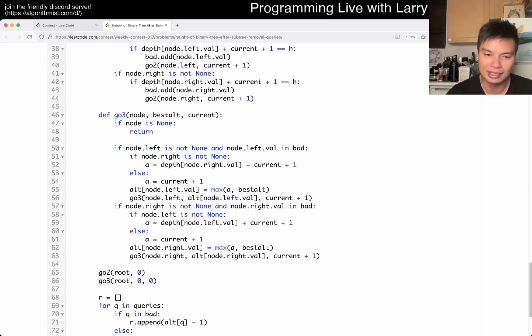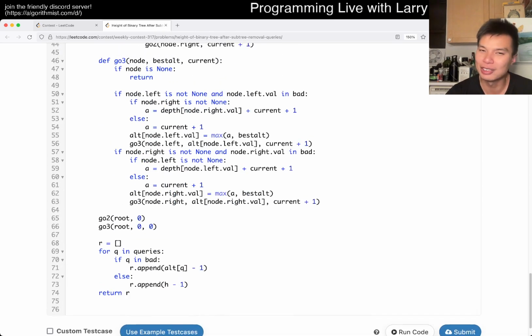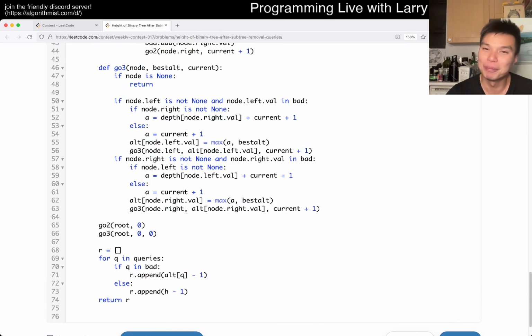So like I said, ugly code that works is more beautiful than beautiful code that doesn't work. Especially during contest time, when every second matters, right? Because I think I finished like 2 seconds after another person. And at the very end for each query, if it isn't bad, then we look at the alternate paths. Else we return the height of the tree, which is already given.